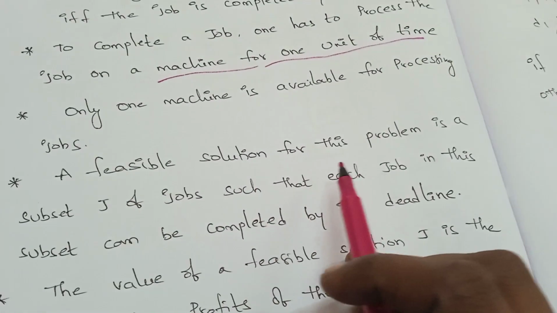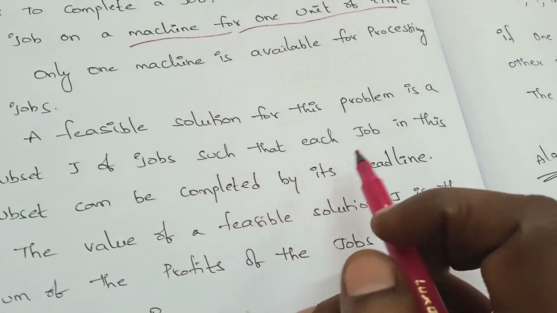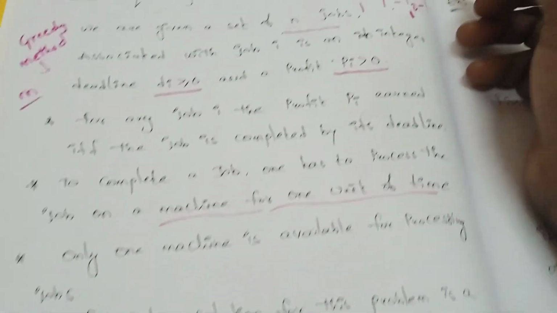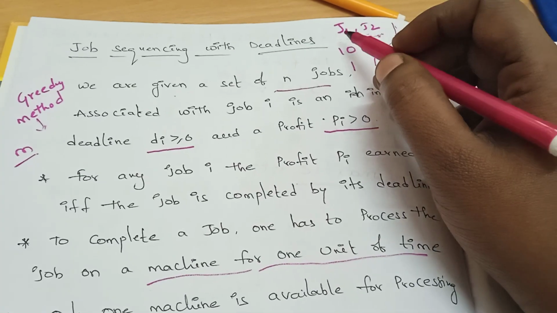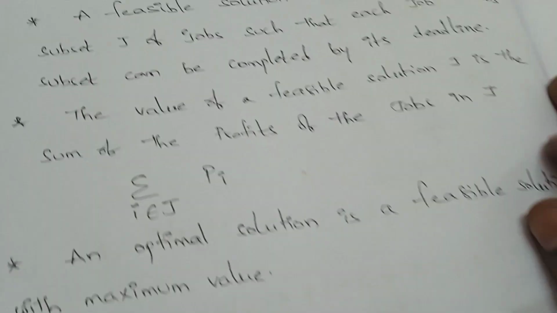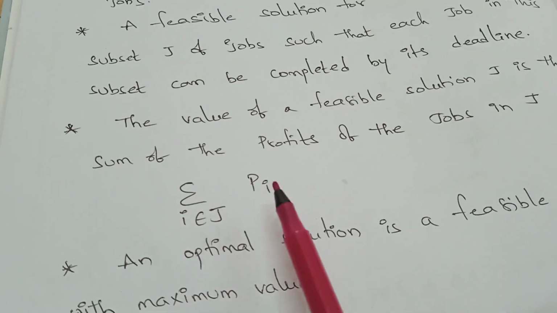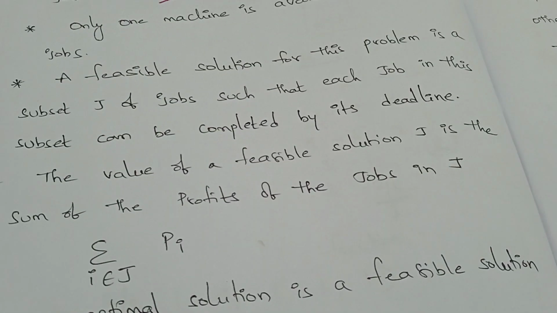A feasible solution for this problem is a subset J of jobs such that each job in this subset can be completed by its deadline. And that's what we said here. We have two jobs and we are going to complete these two jobs within the deadline. Now the formula is the sum of pi for i belonging to J. The optimum solution is the one with the maximum value.